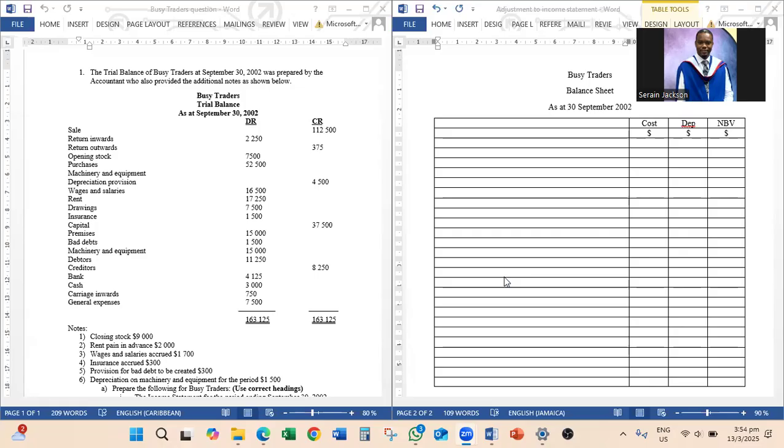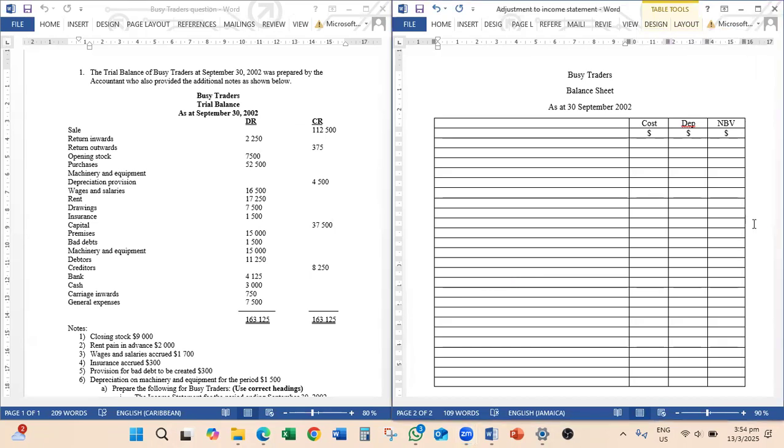And as was promised, I said that I would be doing a more advanced trading income statement and balance sheet. Well, yesterday I uploaded a video about the adjustment to the income statement. Now we're going to look at how we create a balance sheet with adjustments. All right, so let's get right into it.